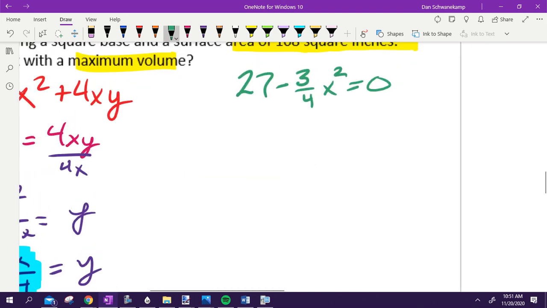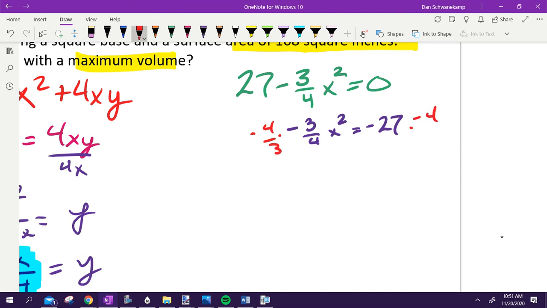We can solve it. It's got a quadratic term, but it doesn't have a linear term, so I don't have to factor. I can just simply solve. Andrew, what'd you do at this point to solve? Yep. So we'll move the 27 to the other side, negative 27. Then what? Yeah, divide by negative 3/4, or in other words, multiply by negative 4/3 on both sides.